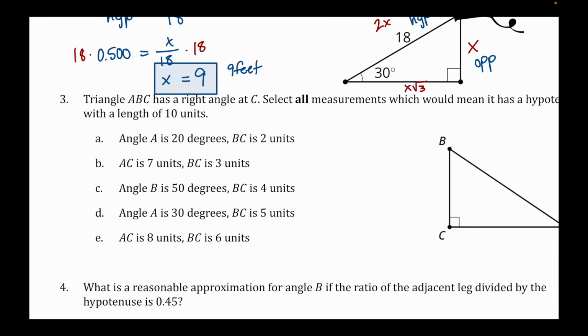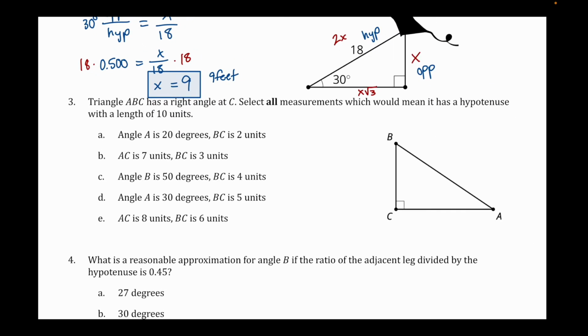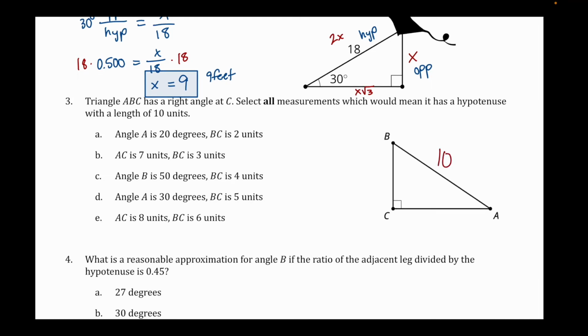Let's look at question 3. Triangle ABC has a right angle at C. Okay, I see that's marked for us. We want to select all measurements which would mean it has a hypotenuse with a length of 10. So we want it to have a hypotenuse of 10. And we have a couple different things here that we can try. So angle A is 20 degrees and BC is 2.